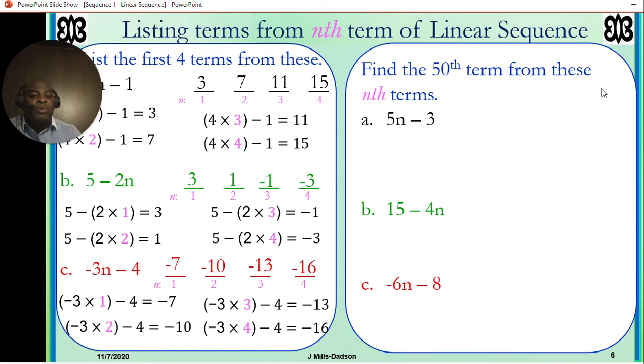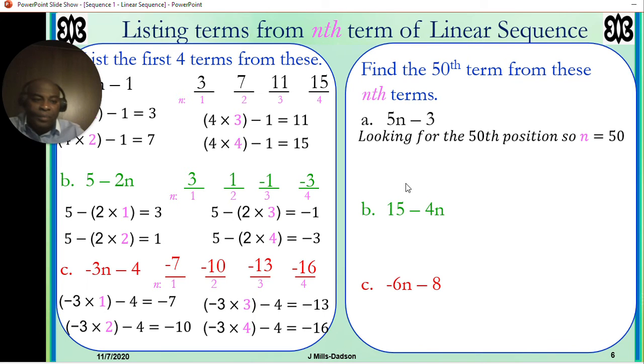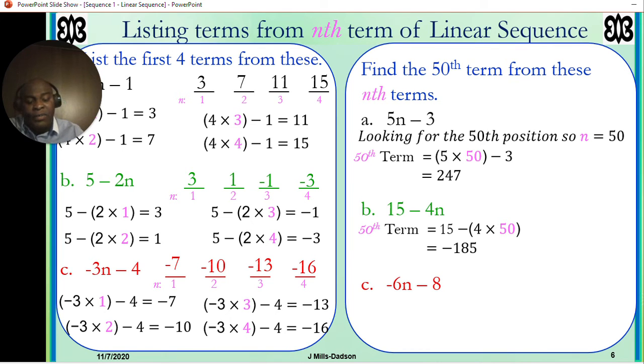On this side, we are supposed to work out the 50th term of each of these sequences. So we want to see what position 50, what number is going to be there. Position 50. So n automatically becomes 50. So you just substitute 5n minus 3. Where n is 50, you substitute, and that will give us 247. For B, we still substitute 50 into the expression 15 minus 4n. That gives us -185. And C, -6n minus 8. Substitute 50. When you work it out, you should get -308.